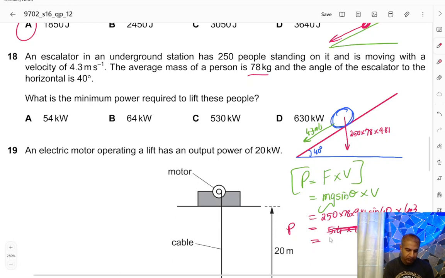So yeah, we have 1, 2, 3, 4. So 1, 2, 3. So we need to do it in kilowatts. So this is going to be 528 kilowatts. I'm getting this answer. So the closest answer is actually C. So yeah, that does it.